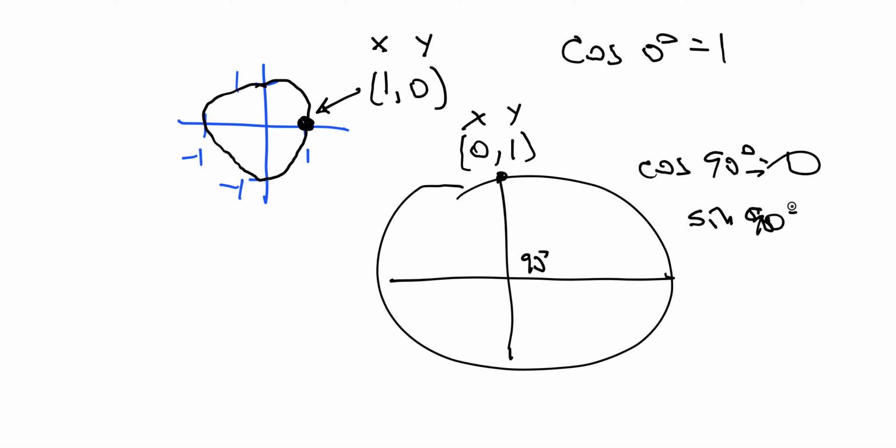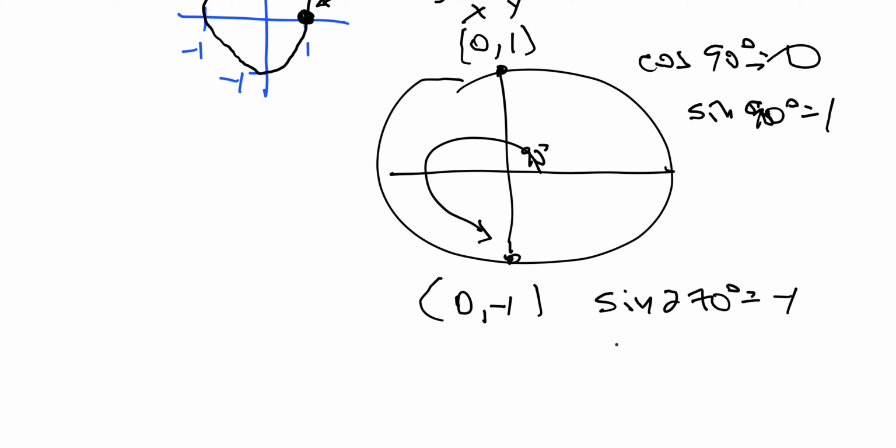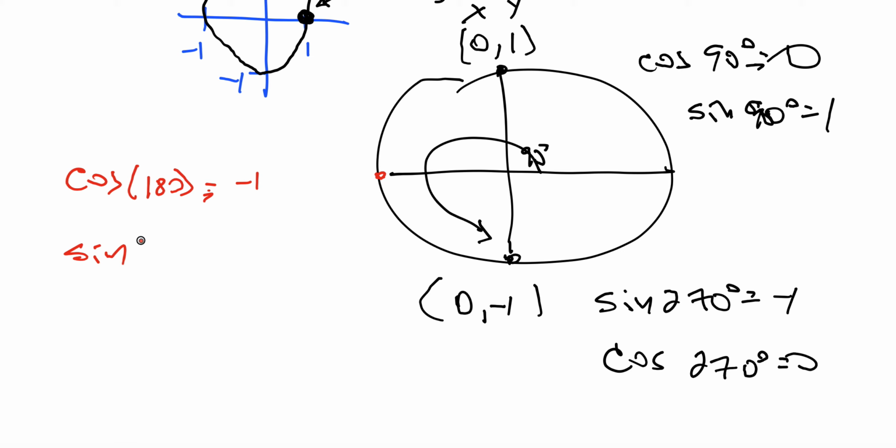Let's go all the way to 270, so all the way over here. Bam. 0, -1. What's the sine of 270? -1. And the cosine of 270? Now let's say we're over here. What's the cosine of 180 degrees? Cosine would be -1. Good. What's the sine of 180 degrees? 0. Correct.